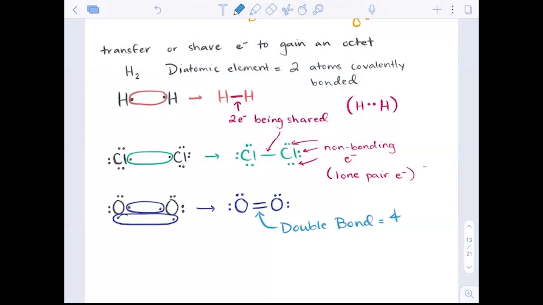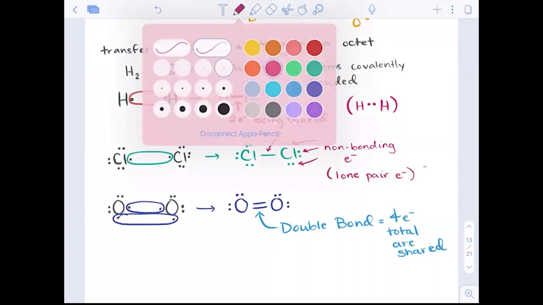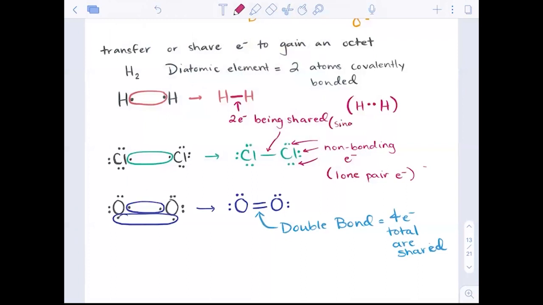That is when 4 electrons total are shared. Before, with hydrogen diatomic and chlorine diatomic, 2 electrons being shared is just a single bond. Double bonds, we'll talk about what they are in terms of physical properties and how those double bonds come to existence in later units. But we should note that if 2 electrons are holding atoms together, 4 electrons holding 2 atoms together is stronger.